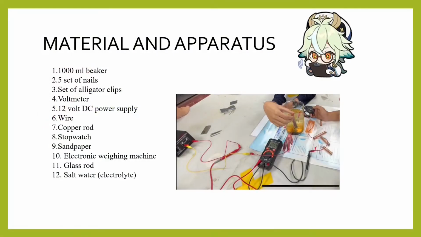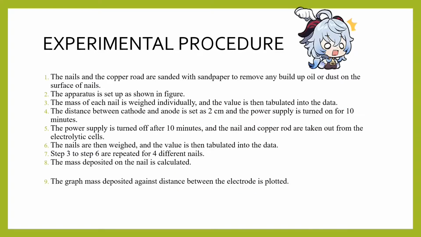First, for our electroplating experiment, we use nails as the cathode and copper as the anode. For our procedure, first, we sand our nails and copper with sandpaper to remove any built-up oil or dust on the surface of the nails and copper. Second, we set up our apparatus as shown in the figure, and then we measure the mass of each nail individually.